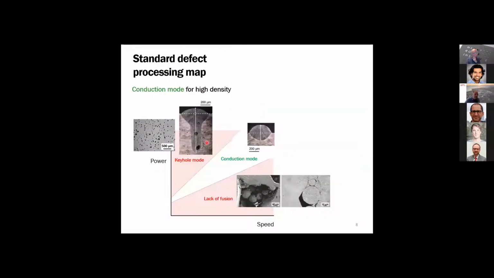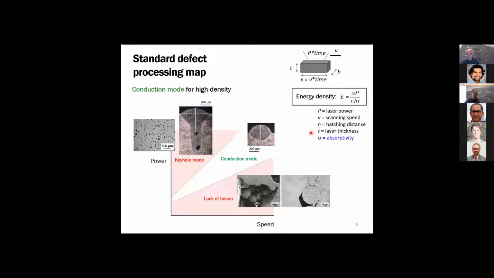So you want to avoid both types of porosities, and so people often use these processing maps where you have the scanning velocity on one side, the power of the laser on the other side. And in this is the high energy range for the keyhole mode. The lack of fusion is a low energy range, and you want to be here in the intermediate so-called conduction mode.